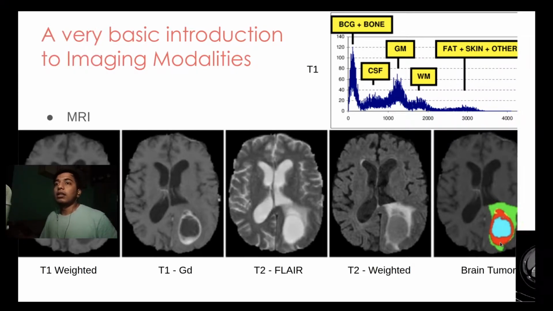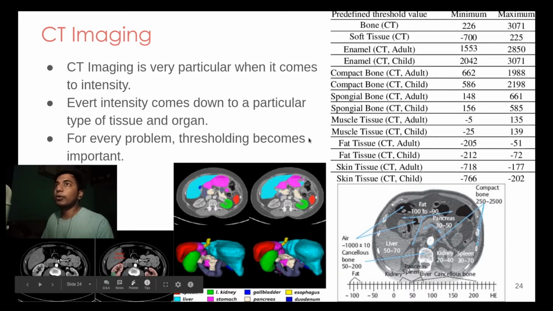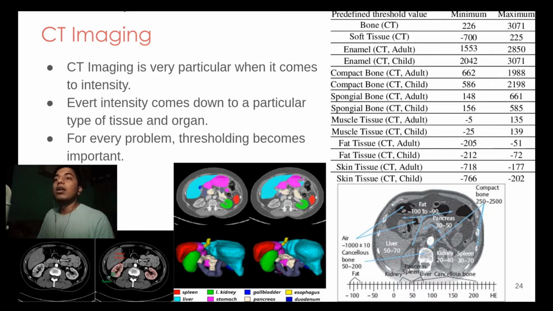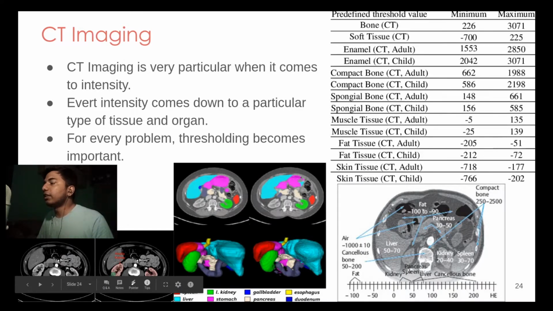Now, moving forward to another very particular modality, CT. One of the best things about CT is that it is defined in Hounsfield units, and at every single intensity you can recognize a particular tissue from it. So for example, we see over here the CT of a kidney region, and as you can see, kidneys can be checked out pretty easily.